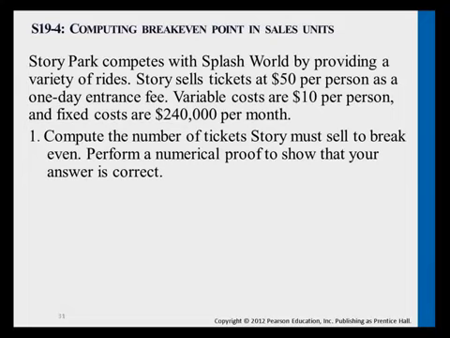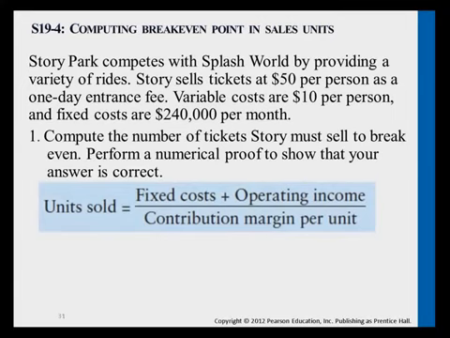You're going to use the formula for units sold, right? Just like we saw a second ago. This one. So what am I going to do? I'm going to sum my fixed cost and operating income, and I'll divide it by contribution margin per unit. And this is how I have my units sold. Do I have anything about my operating income here? That means it's a 0, right?